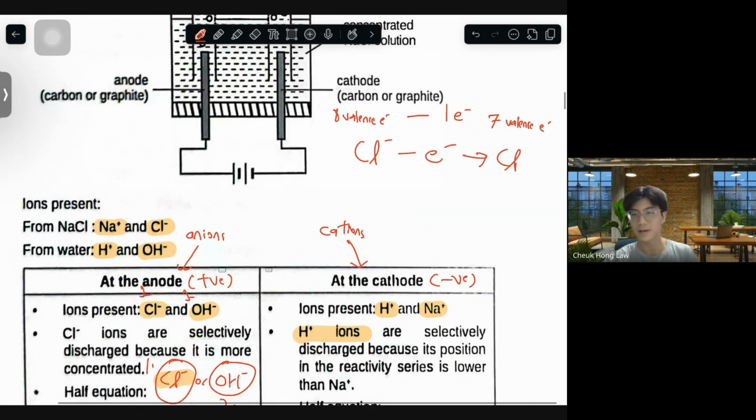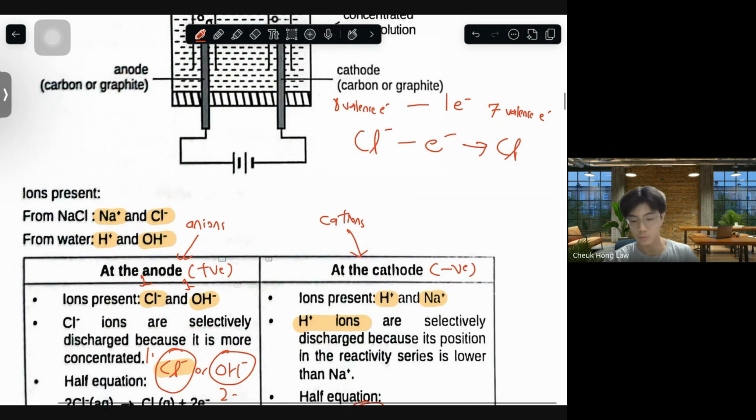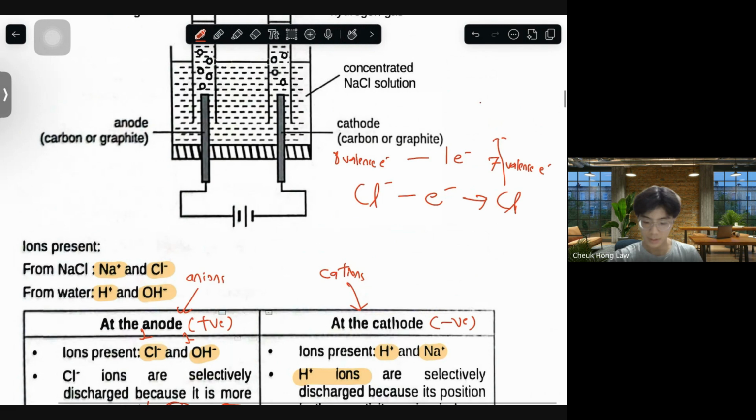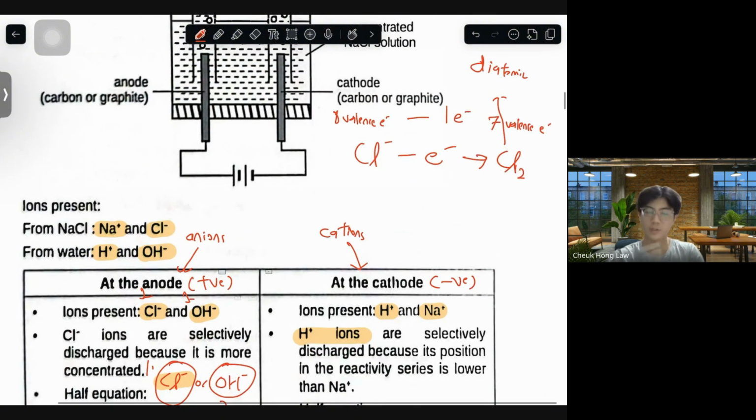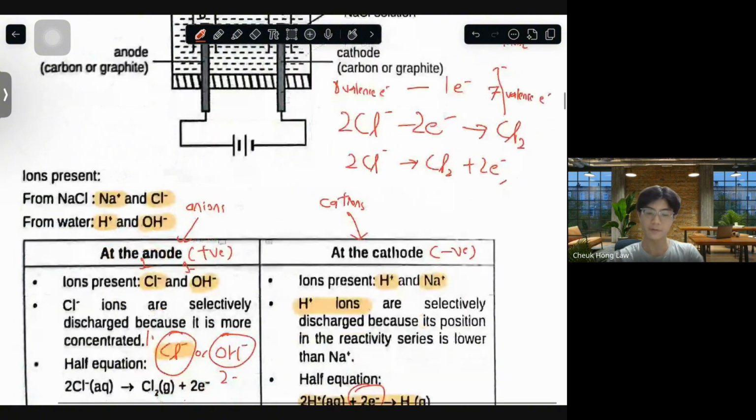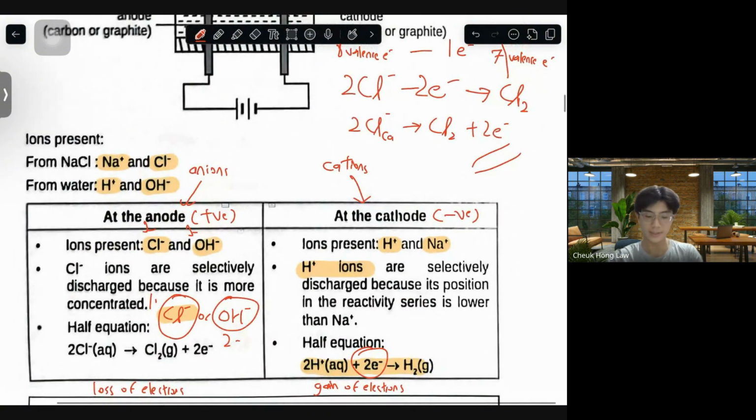But this is not the final answer. There are 2 things we have to do to this. Firstly, chlorine is diatomic, meaning it exists as 2 atoms covalently bonded together. So there's a 2 here always. So now I must add a 2 here, I must add a 2 here. But we're still not done. In chemistry, we don't like to write minus electrons, so we'll move it over to the right-hand side. And that is your half equation. Just add in the state symbols and you're done.